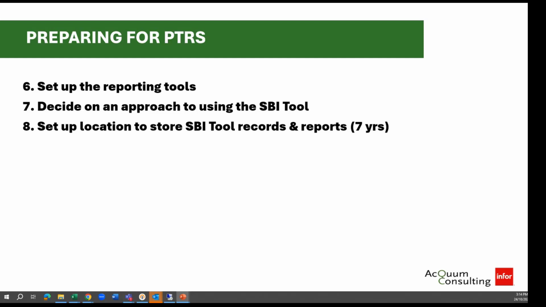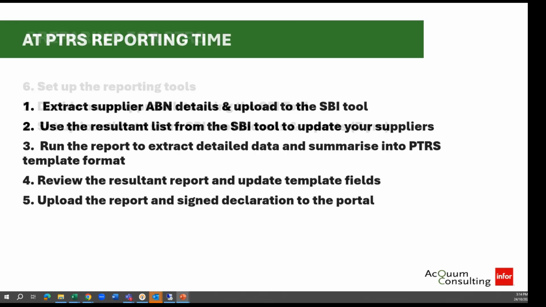So once you've prepared and you've got the system set up, at PTRS reporting time, what steps are involved? If you put all that planning into place and you've done the preparation, then it should be fairly straightforward. Your steps would be, number one, to extract the supplier ABN details and upload those to the SBI tool. Use the result list that's output from that tool to then update your suppliers so they've got the latest information.